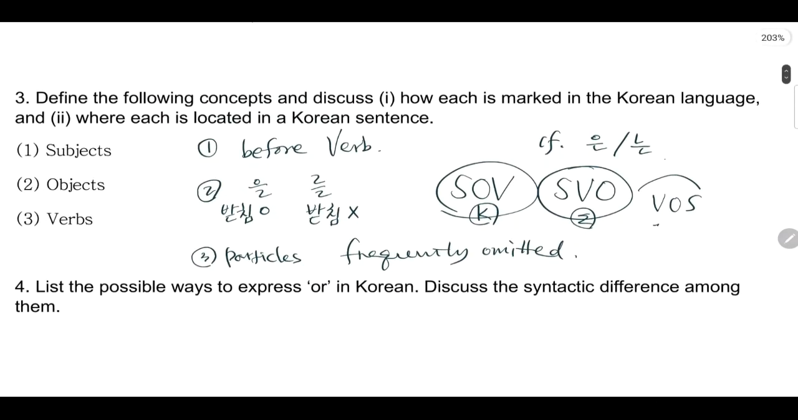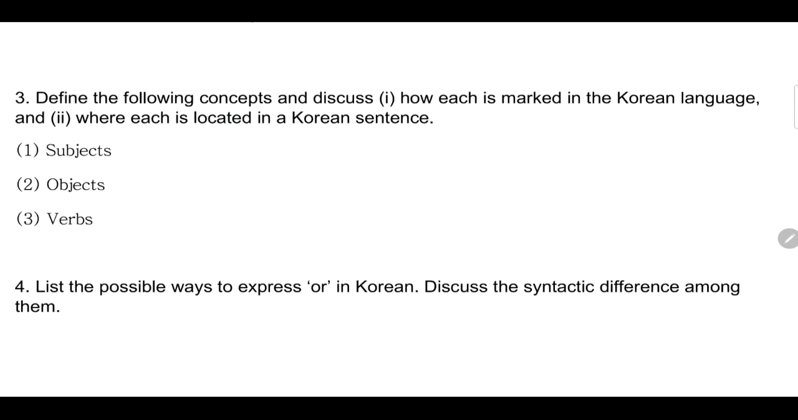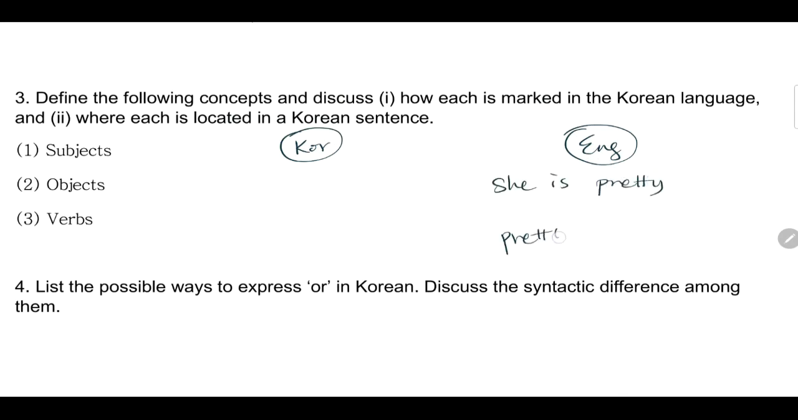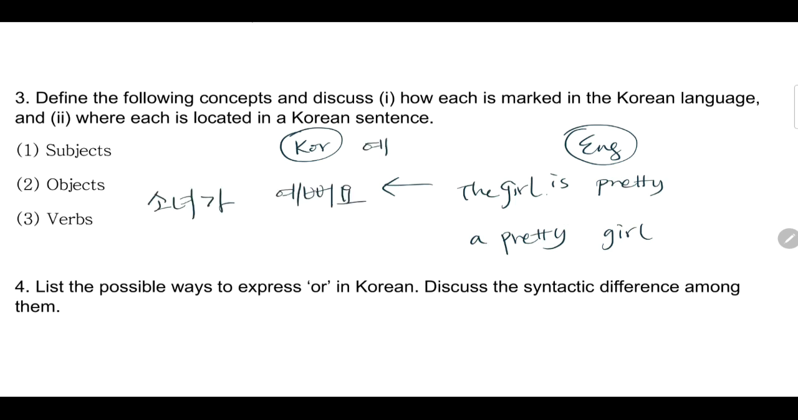자, verbs 봅시다. Verbs. 자, we have to distinguish these two. 여기 Korean, 여기 English 볼게요. 자, English, I'm going to say she is pretty. There's a pretty girl 있죠. 자, 이거 한국어로 어떻게 말해요? The girl is pretty. 소녀가 예뻐요. Very good. 왜 안 예뻐요? You don't like it to be pretty? Second one 어떻게 말해요? 예쁜 소녀. What I want is 예쁜 소녀. That's it. 좋아요. Very good.